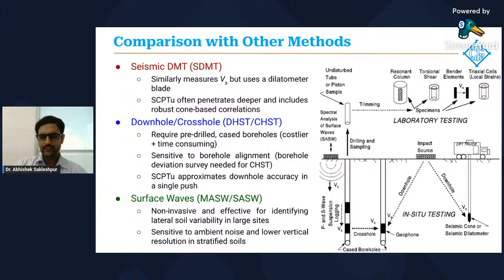Now, in addition to in situ tests, it is possible to also collect undisturbed samples, bring them to the laboratory, and do laboratory testing on them, such as resonant column, torsional shear, or bender element type of tests to get the shear wave velocity and the small strain shear modulus. But these are typically performed in research projects, not so much in our routine site investigations that we do in the industry.